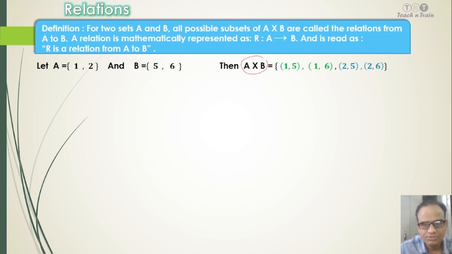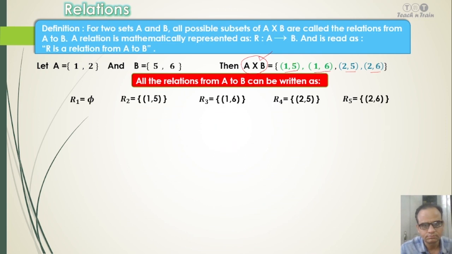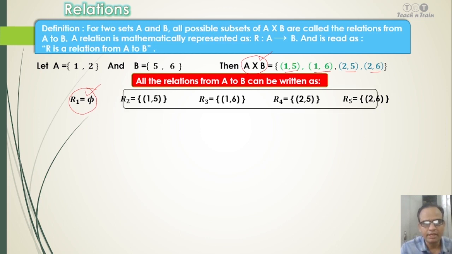All possible subsets of A cross B will contain the elements in the form of ordered pairs. I know that the empty set phi is a subset of each and every set, so phi is also a subset of A cross B. I am writing phi as the first subset of A cross B, and it is the first relation of A cross B. After that, I am going to write all the subsets of A cross B which contain only one element in them as an ordered pair.